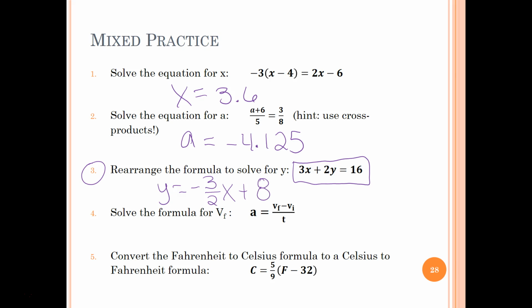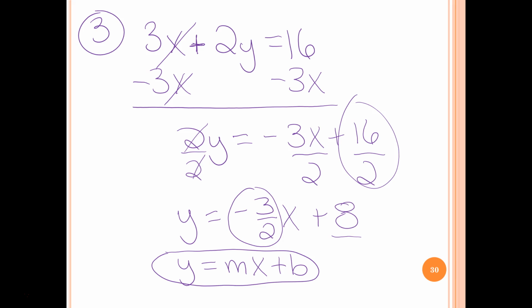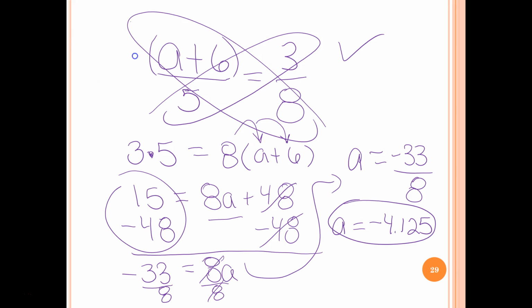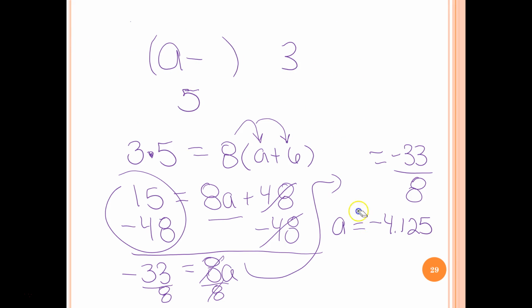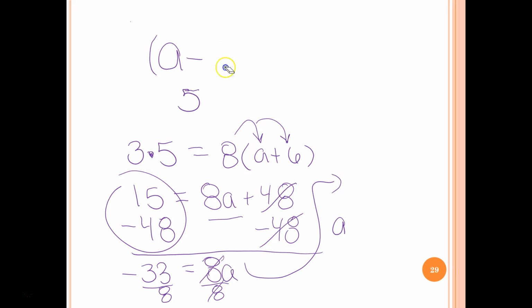So now let's go ahead and look at number 4. In this case, we want to solve for the formula final velocity. And we know that acceleration is equal to final velocity minus initial velocity over time. I'm just going to clean up some space here. Sorry guys, so I can show you what to do here.